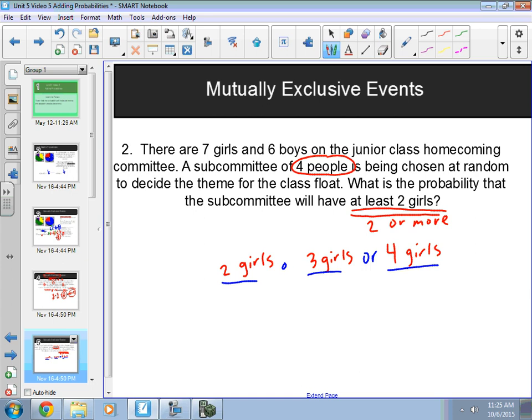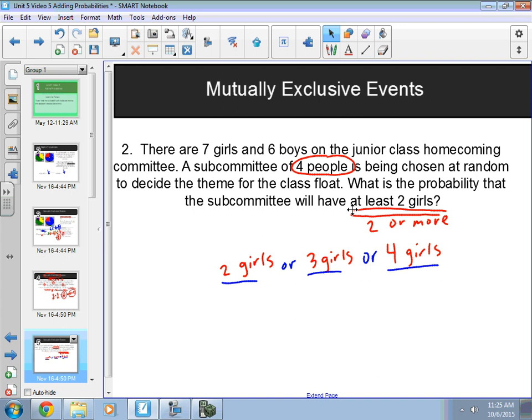This is an "or" problem. Even though it never mentioned "or" in the problem, 2 girls or 3 girls or 4 girls, all 3 of these situations make this true. So we've got to find the probability of ending up with any of these 3 situations. What we need to do on this one is figure out the chances of selecting 2 girls, 3 girls, or 4 girls.